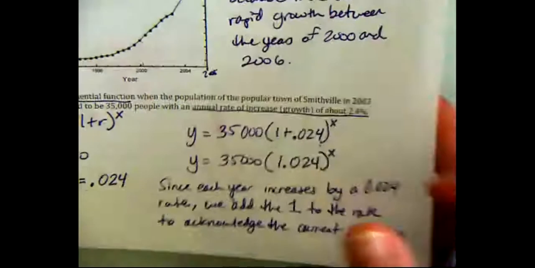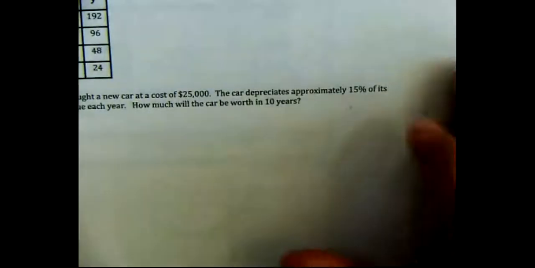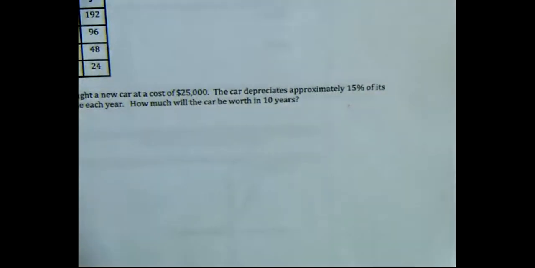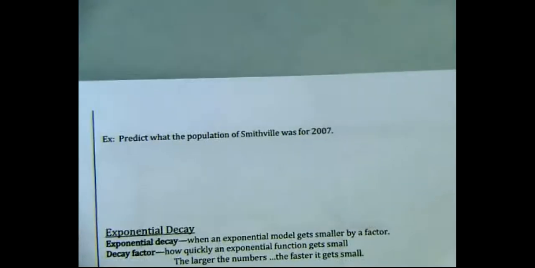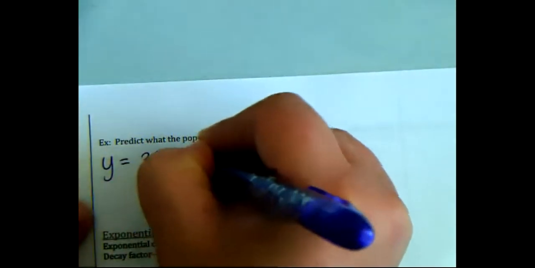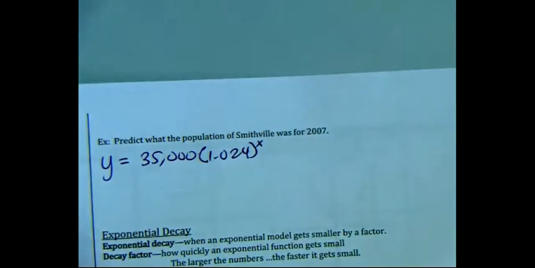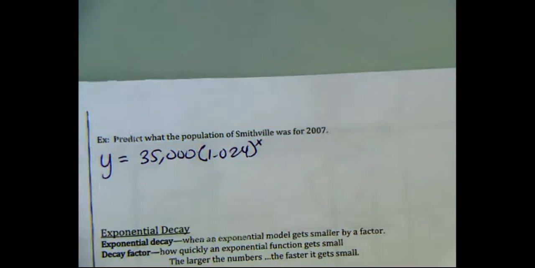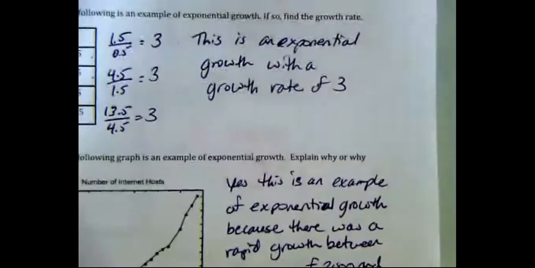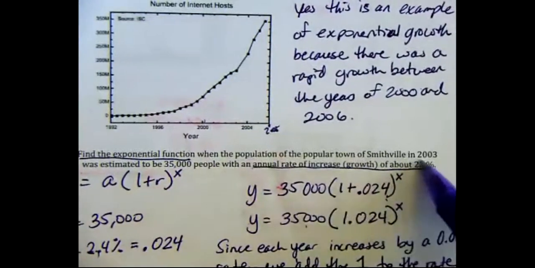Okay, flipping over. Oh, look, we have another question up here. It says, predict what the population of Smithville was for 2007. So our function here was y is equal to 35,000 times 1.024 to the x power, right? We have to make sure we pay attention to what year the starting population was from. The starting population was from 2003.